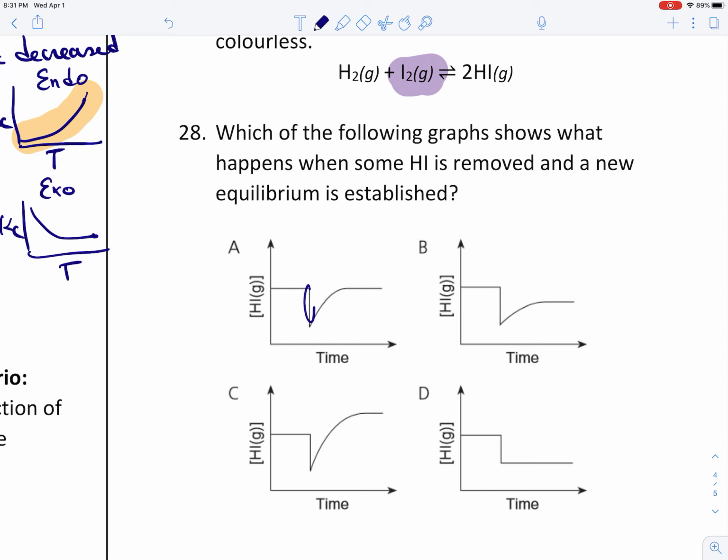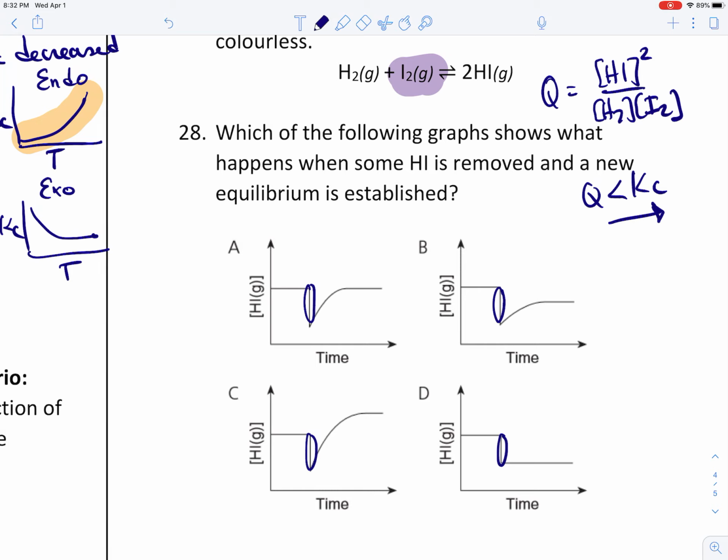So all four graphs show that the HI's concentration on the y-axis is decreasing. Right? We were told HI was removed, so there'd be a sudden drop in HI. Looking up at the expression for Q for this, we get Q is HI squared over hydrogen times iodine. If you were to remove some HI, the numerator would get smaller, and that means Q would be less than Kc. We'd see a forward shift in equilibrium. In other words, removing some HI, the system is going to shift forwards and more HI would be produced.